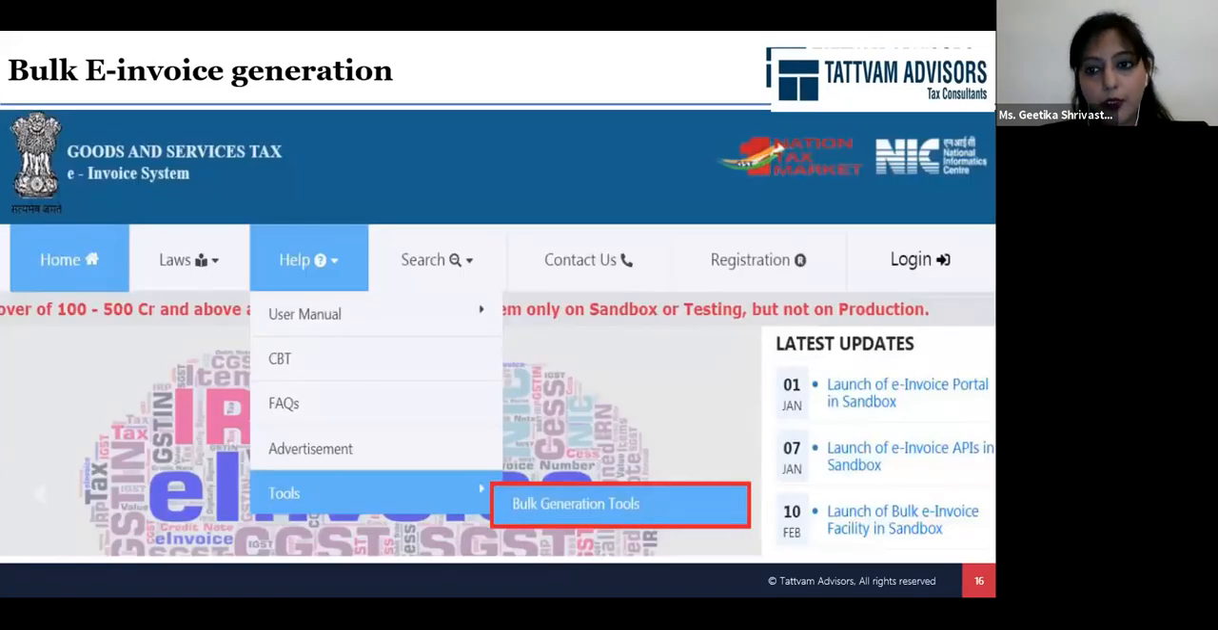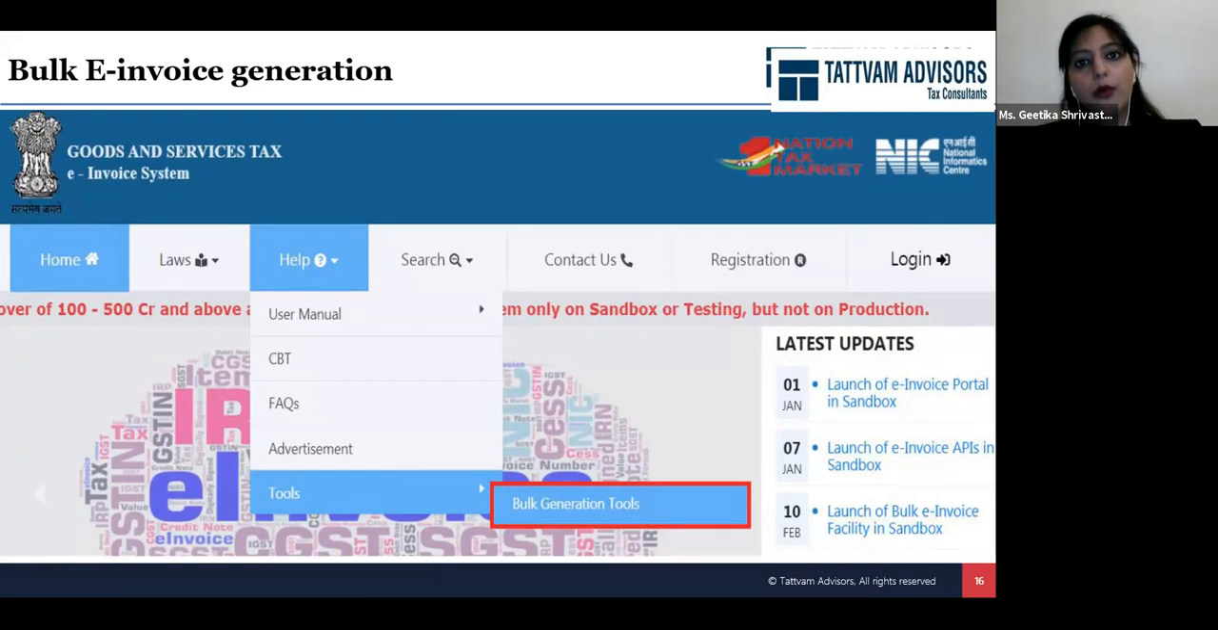Now, like it was discussed in the very beginning, while this generation facility is given manually, today when you go onto the portal, one-to-one generation facility is still not working. What is working today is the bulk generation tool.